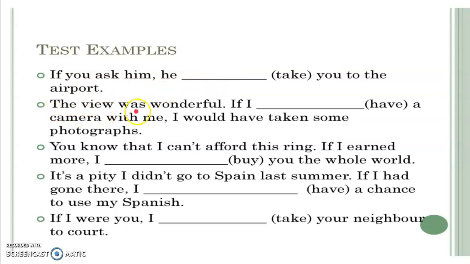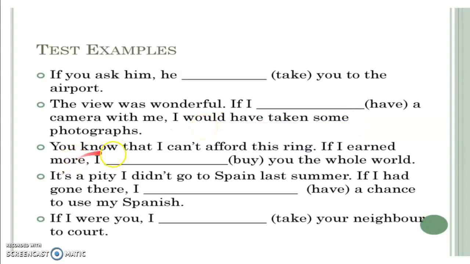Next, the view was wonderful. If I blank have a camera with me I would have taken some photographs. Oh, would have taken ده على طول وداني للثيرد conditional، فأنا استوعبت على طول إن أنا محتاج أحول الفيرب ده لباست بيرفكت. فانا هقول if I had وبعد كده اجيب الباست participle من have. يبقى if I had a camera with me I would have taken some photographs.